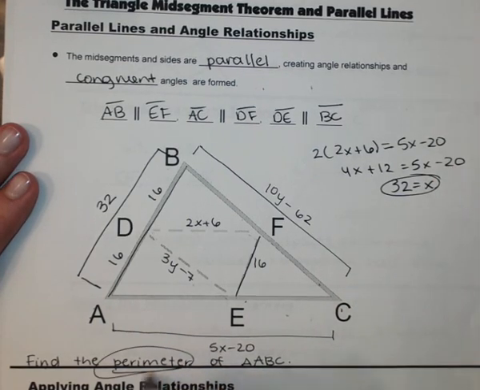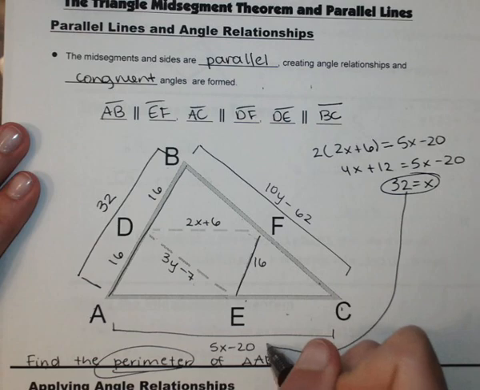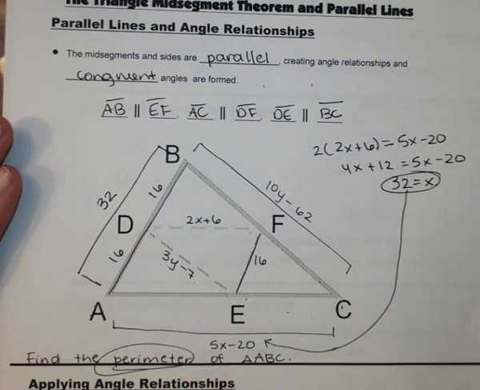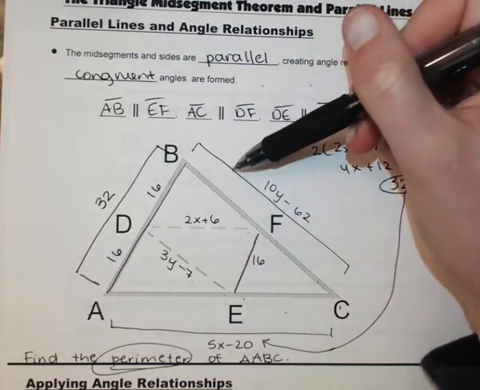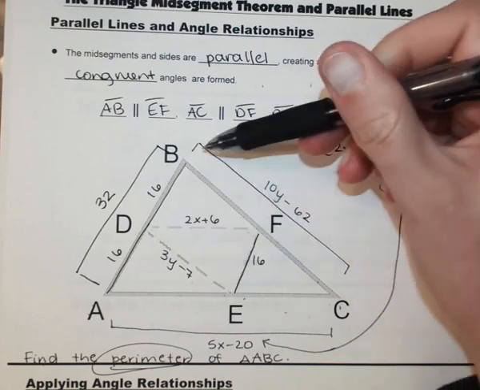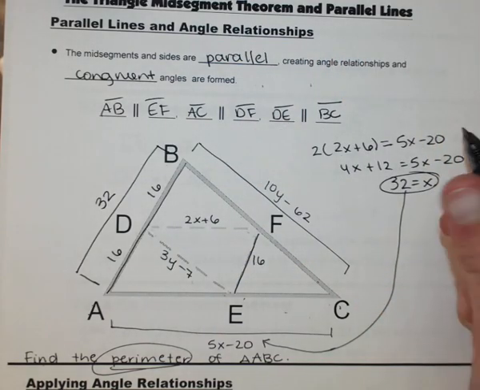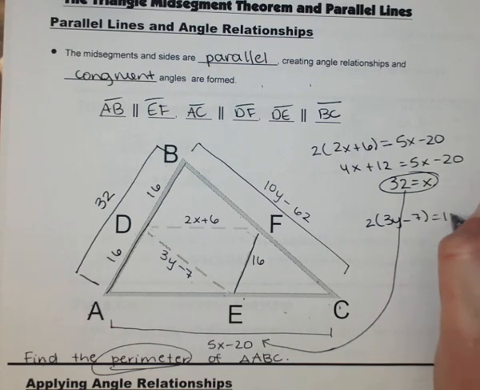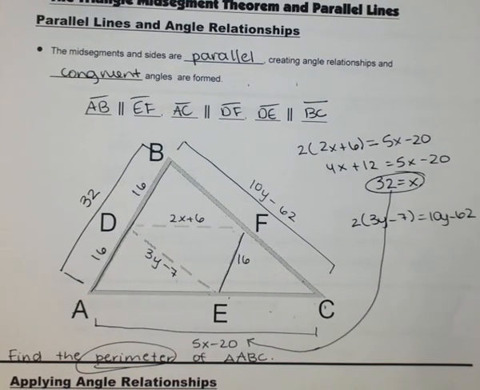We want the perimeter at the end, so we're going to end up eventually plugging in 32 here and adding the three sides together. But before that, let's go ahead and solve for y the same way. DE is going to be parallel to BC. So I multiply DE by 2 and set it equal to its parallel base. So 2 times (3y minus 7) equals 10y minus 62. Oops, I didn't mean to run off the page there. Okay, so now go ahead and FOIL it out.